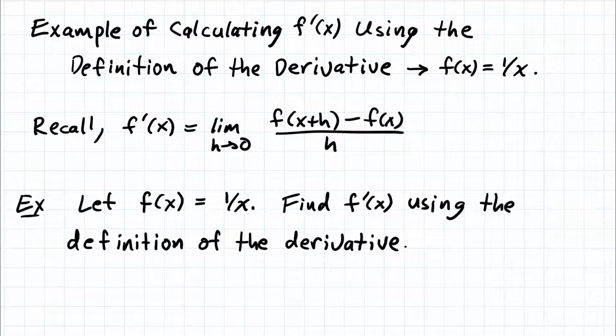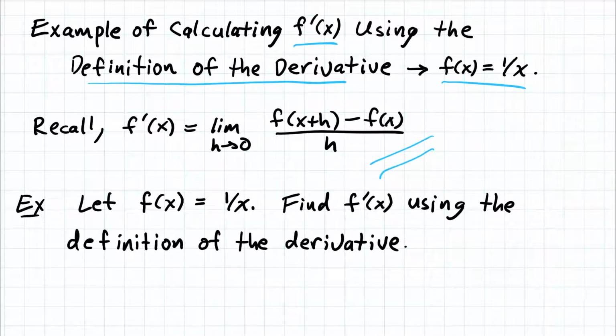All right, howdy everyone. We're going to do an example of calculating the derivative f prime using the definition of the derivative, and the function we're going to look at is 1 over x. And just as a reminder, remember the definition of f prime is the limit as h goes to 0 of f of x plus h minus f of x all over h.